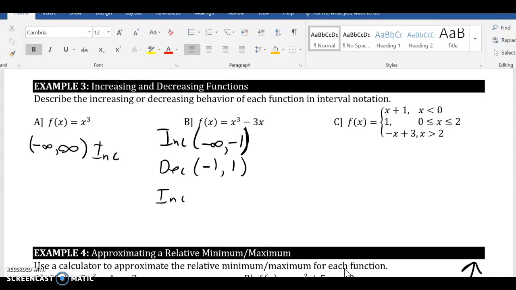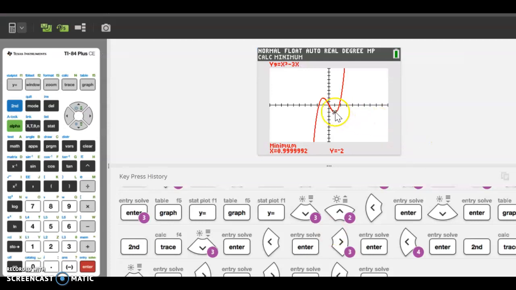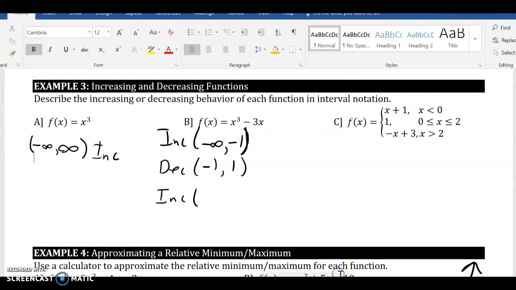We're going to increase. And if you look at the graph again, you're going to increase from where you stop decreasing. So I'm increasing from 1, and then I increase forever thereafter. And so that is my increasing, decreasing.